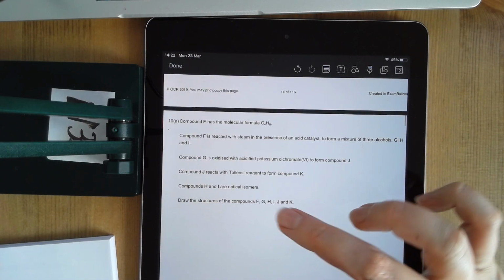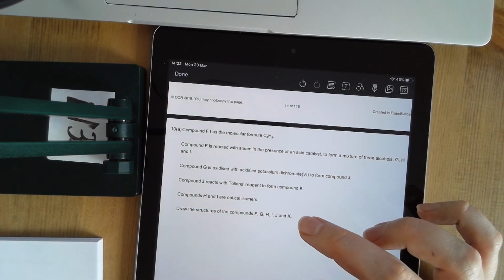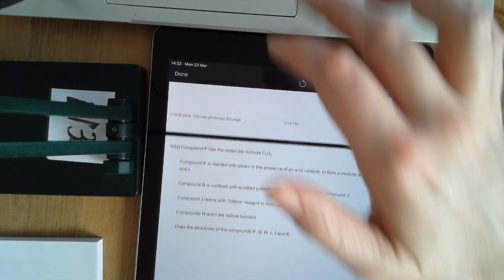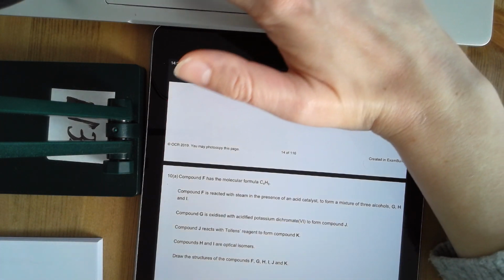Question 10, you do not have to do question 10. There's lots of stuff in here that we haven't done. Tollens' reagent we haven't done yet. Optical isomers we haven't done yet. So you can completely scrap question 10 and move on to the next video for questions 11 to 20.